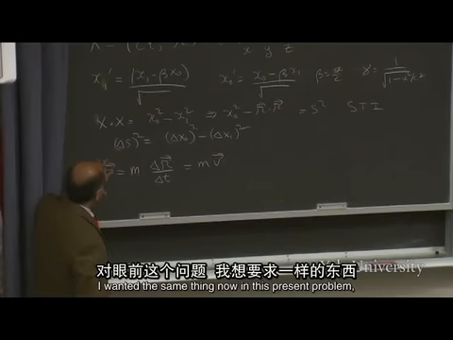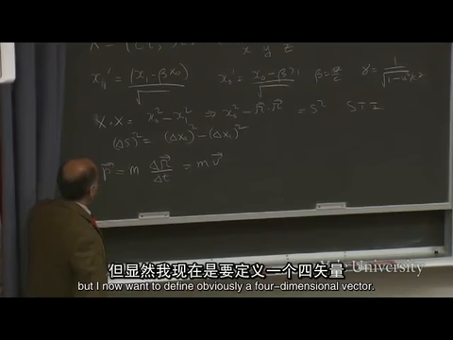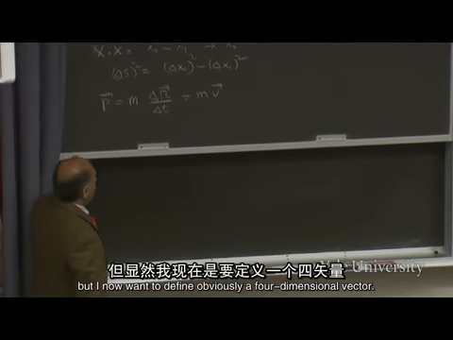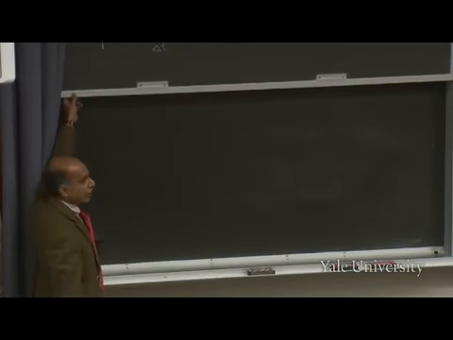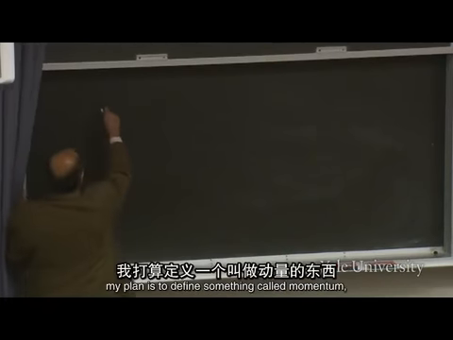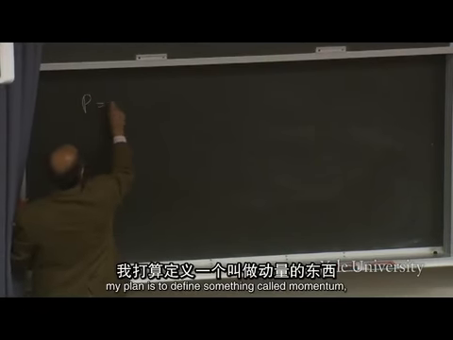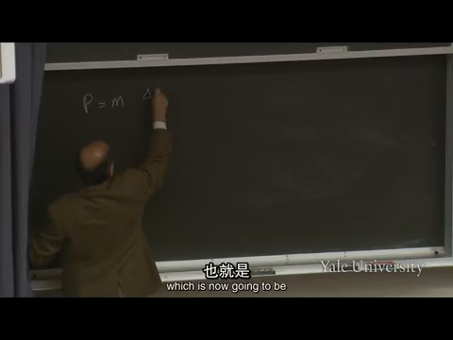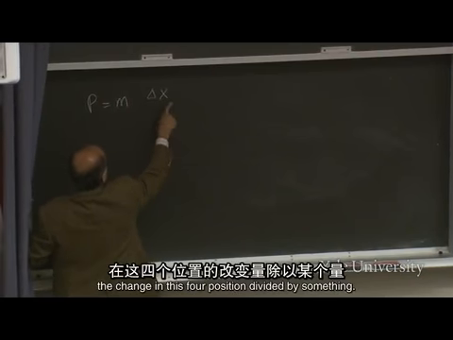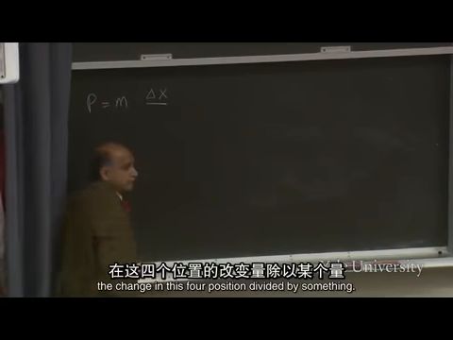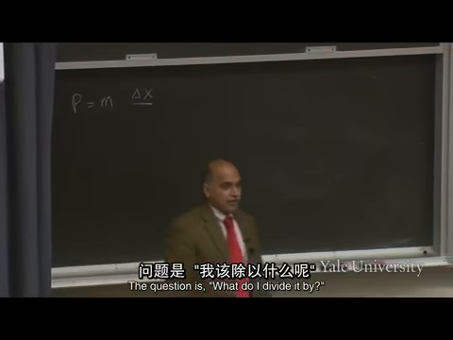I want to do the same thing now in this present problem, but I now want to define, obviously, a four-dimensional vector. So to do the four-dimensional vector, my plan is to define something called momentum, which is now going to be the change in this fourth position divided by something. Question is, what do I divide it by?